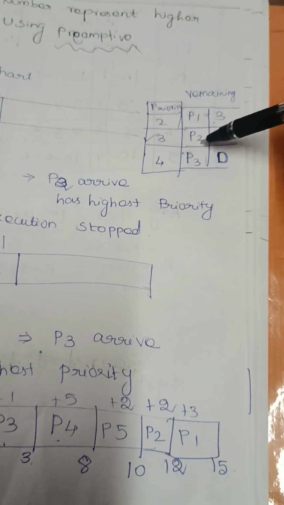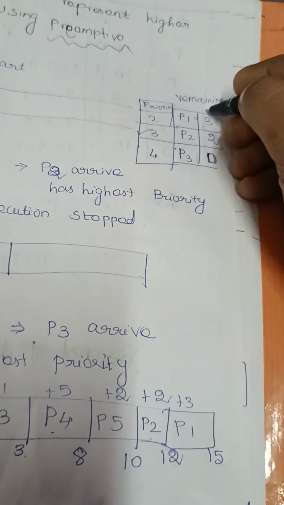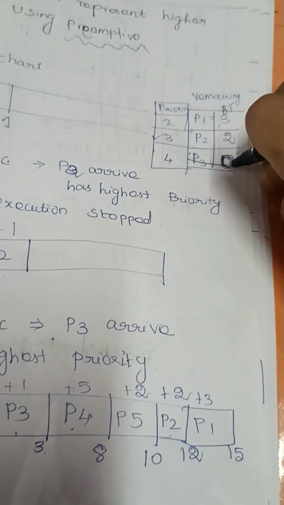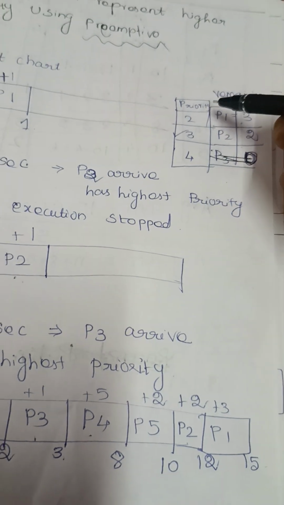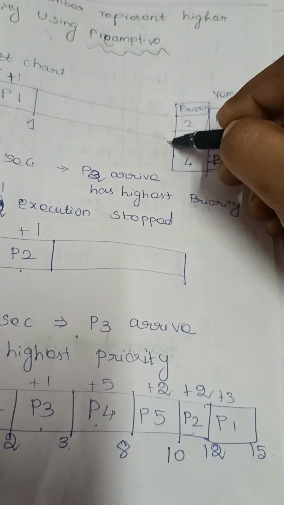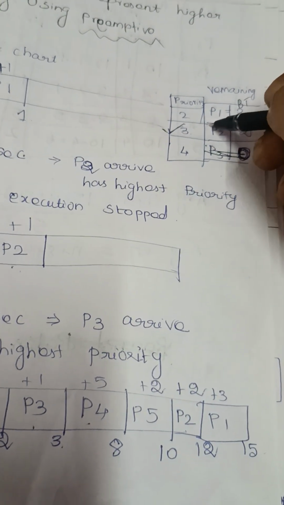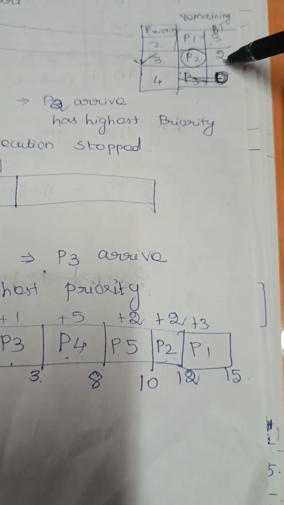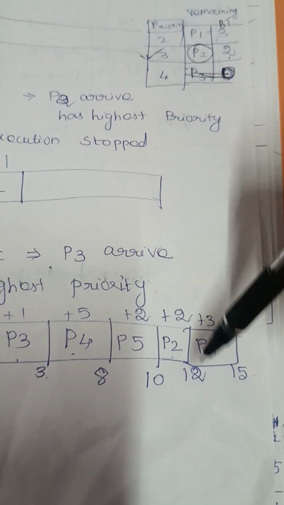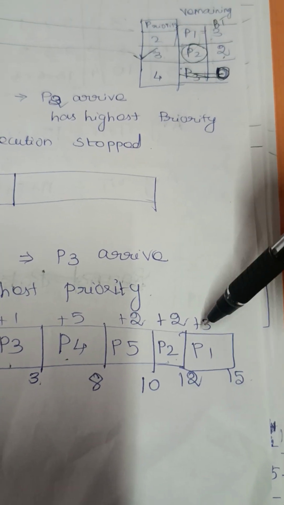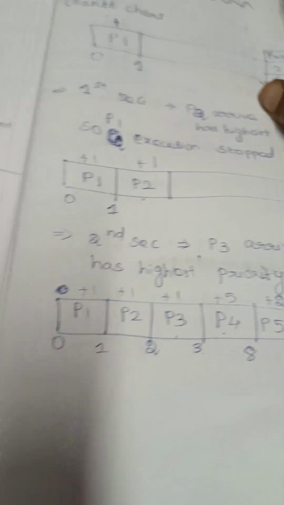Next, the remaining processes are P1, P2, P3, and the remaining burst times are 3, 2, and then 0. The P3 process is deleted. Next priority: P1 priority is 2, P2 priority is 3. So the highest priority is 3, so the P2 process is selected for next execution. P2 remaining burst time is 2, 10 plus 2, 12, and then lastly P1 completed, plus 3, 15.